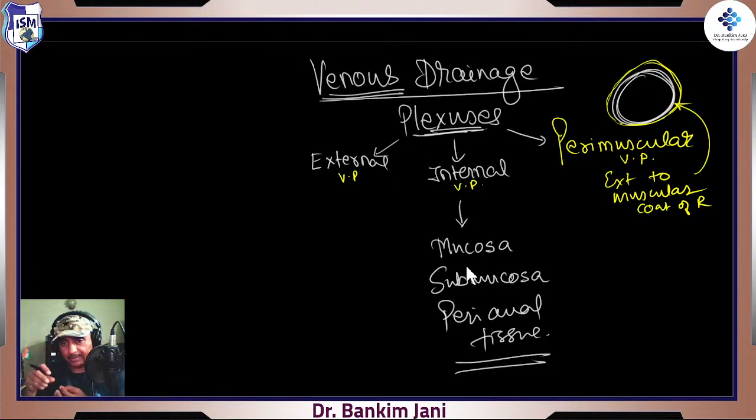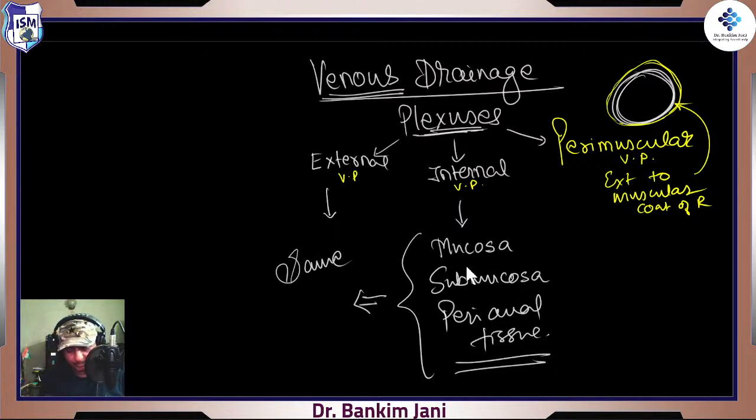So what about this external? Well, external, truly speaking, why write more? Same. So then what's the difference? Now this is becoming confusing. And to add to this, let's add some more confusion. When we say that this perimuscular venous plexus is again divided into superior, middle, and inferior.